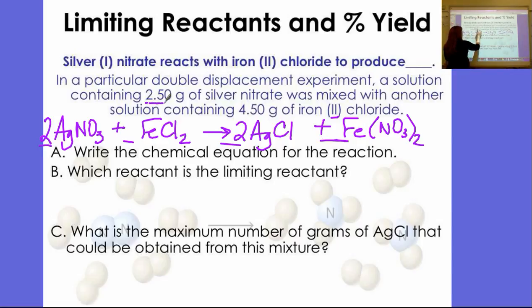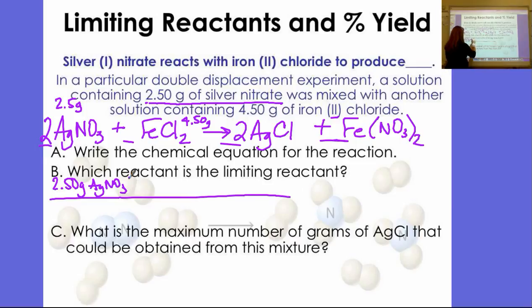Okay. I'm given 2.5 grams of silver nitrate. Here's what I have. 2.5 grams of silver nitrate and 4.5 grams of iron chloride. Again, I just start with the first one. 2.50 grams of AgNO3. Converting grams to grams. 3 steps. Grams to moles, mole ratio, back to grams. My silver nitrate mass was 169.88 grams in 1 mole.